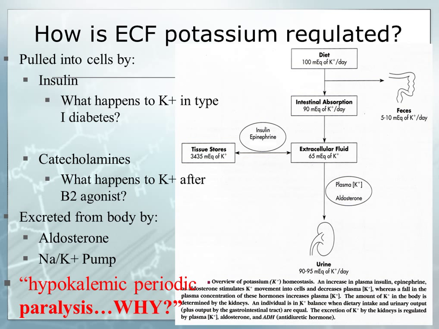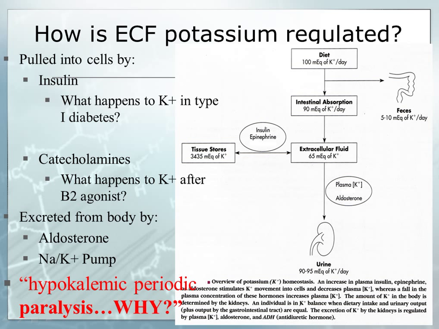Right. So what happens to K-plus in type 1 diabetes? What's type 1? They make too much, they make too little, the receptors don't work. They make too little insulin. So what's going to happen to the potassium levels in the blood? It's going to increase because they can't pull it into the cells like normal.